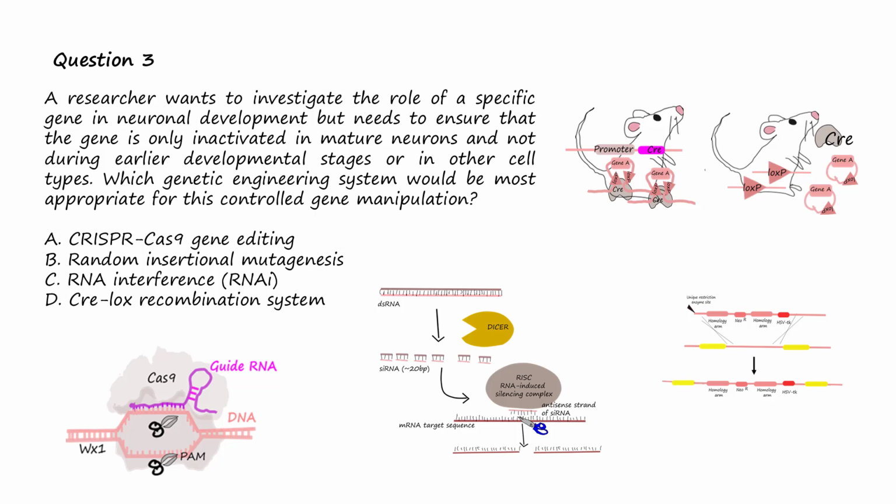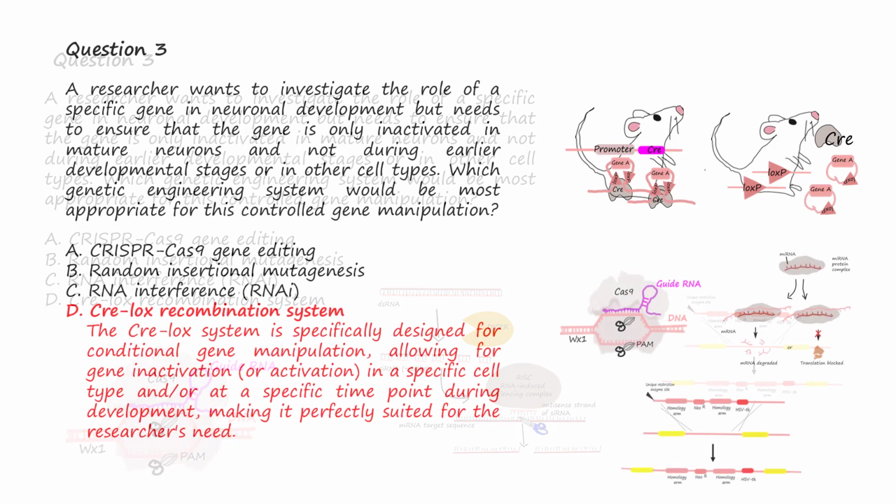Question 3. A researcher wants to investigate the role of a specific gene in neuronal development, but needs to ensure that the gene is only inactivated in mature neurons and not during earlier developmental stages or in any other cell types. Which genetic engineering system would be most appropriate for this controlled gene manipulation? A. CRISPR-Cas9 gene editing. B. Random insertional mutagenesis. C. RNA interference. D. Cre-Lox recombination system. The answer is D.